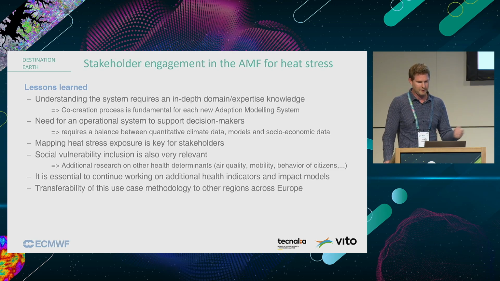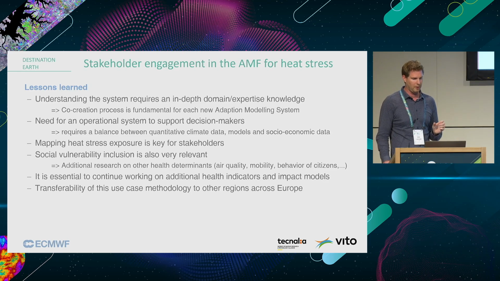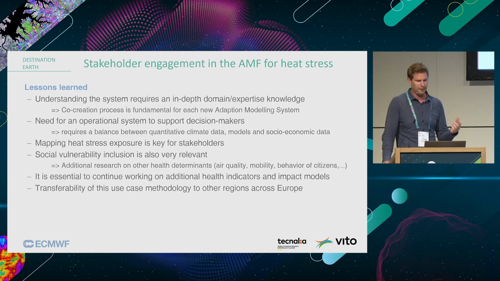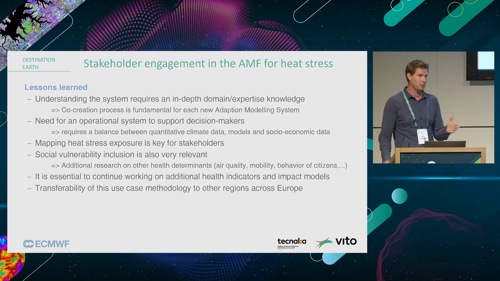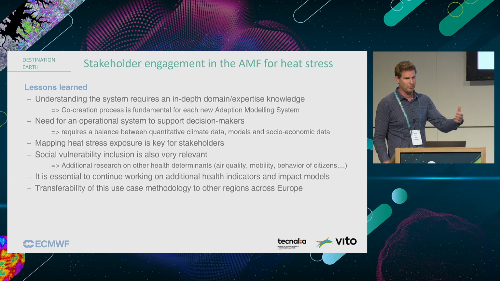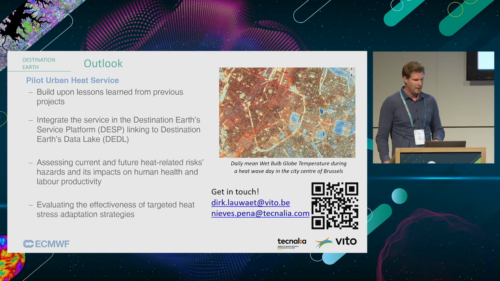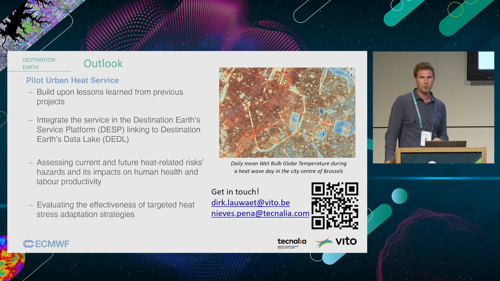Again, they expressed the need for an operational system, but they also insisted that it should not only include quantitative climate information, but also socio-economic data and also data on other health determinants like air quality, mobility, behavioral aspect, etc. Again, they said that these high-resolution heat stress maps are really key to start working on heat stress adaptation, and they encouraged us to go to other areas in Europe to reproduce what we have done. And this is what we aim to do in our new project.